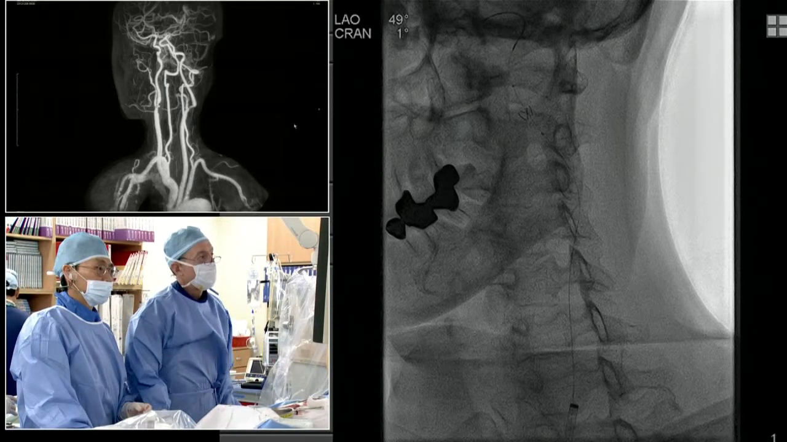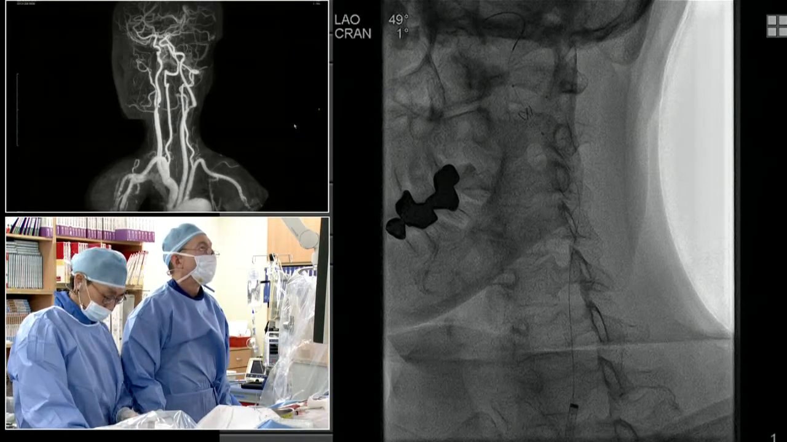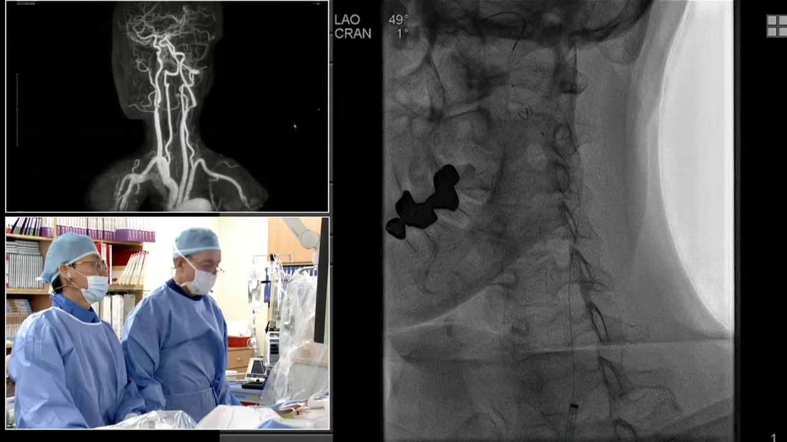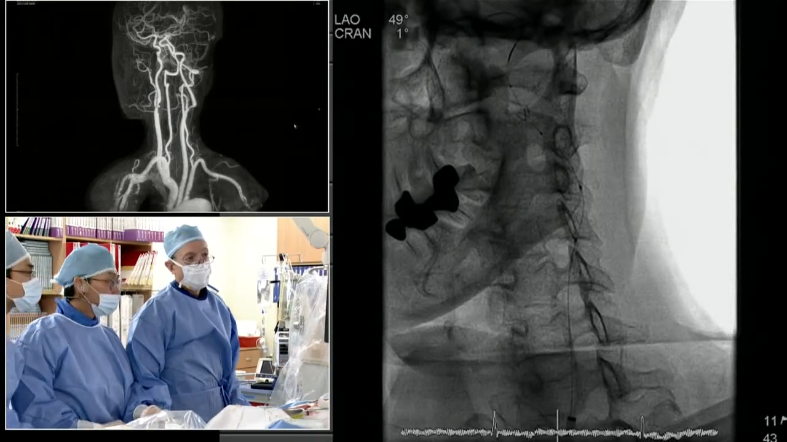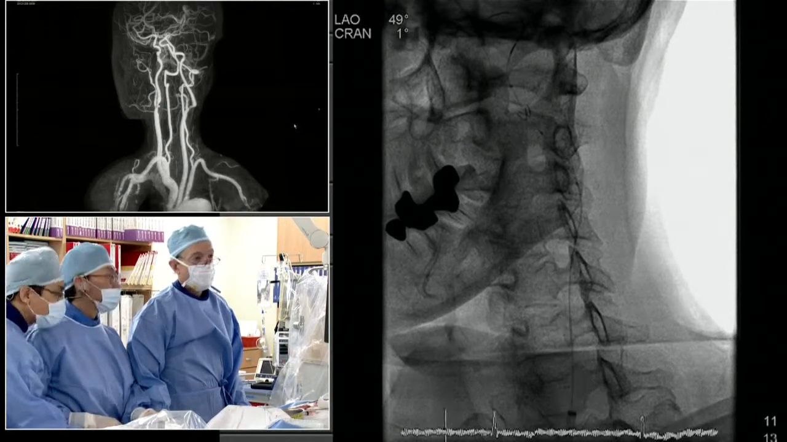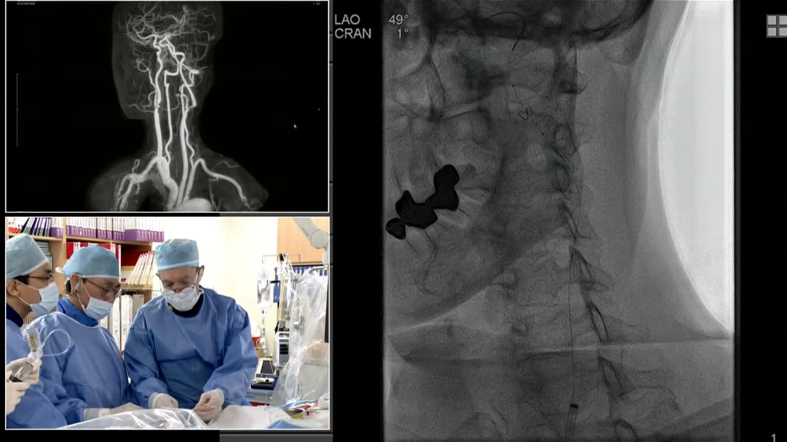In this case, I'd be curious to see on the panel what choice of stent you may select. Can we see the angio after predilatation? Yes, can we replay that, please? Great. We need to flush this.